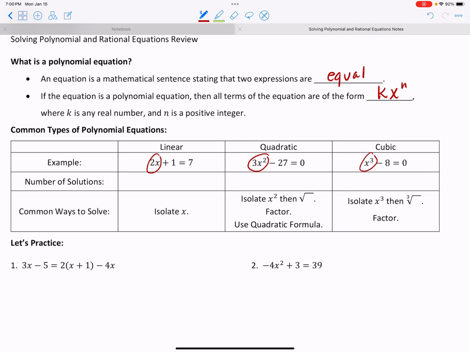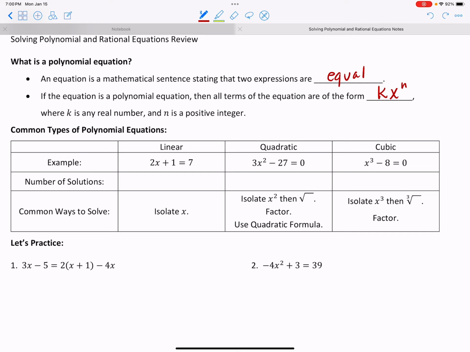Any combination of those being added or subtracted means you're looking at a polynomial. So you won't see any absolute values or radicals or fractions with x's in the denominator, just those specific types of terms.